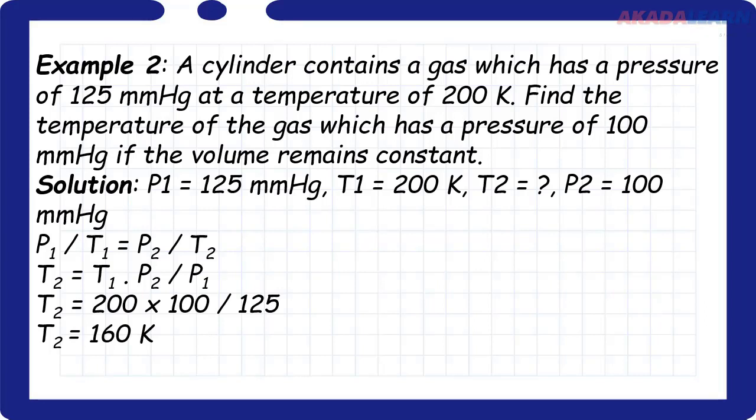P1 is equal to 125 mm mercury, T1 is 200 Kelvin, T2 is unknown, while P2 is 100 mm mercury. Of course, using our formula, P1 over T1 equals P2 over T2, making T2 subject of the formula. If we input our figures, we are going to have 160 Kelvin as the value for T2.